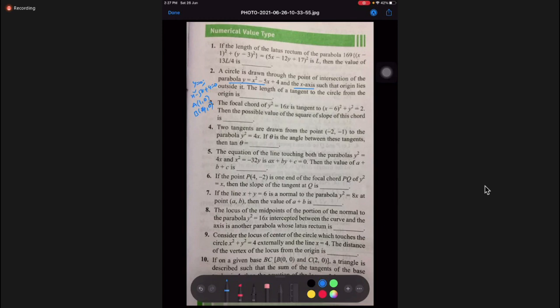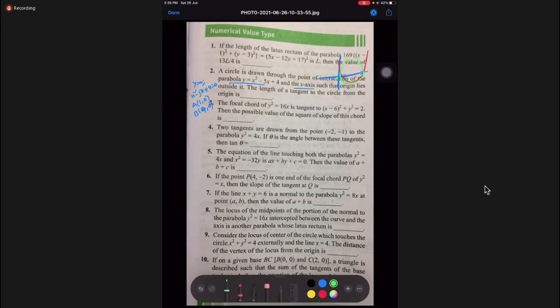Now, after that, what do they want? The length of the tangent to the circle from the origin. Roughly if I draw the diagram, the circle is passing through 1, comma 0 and 4, comma 0, students. This is the parabola, and the circle is passing through the points of intersection of the parabola and the x-axis.